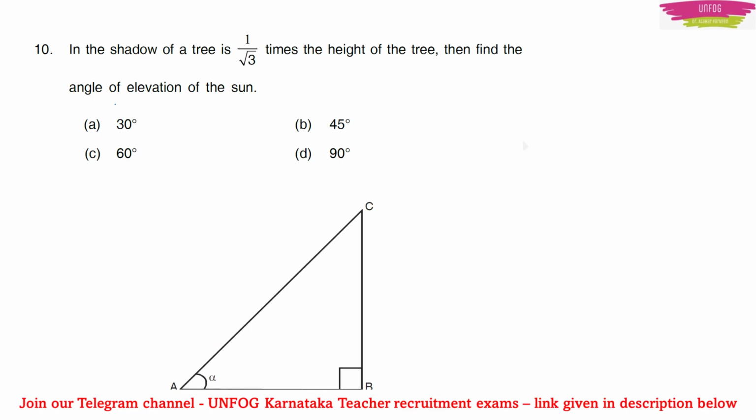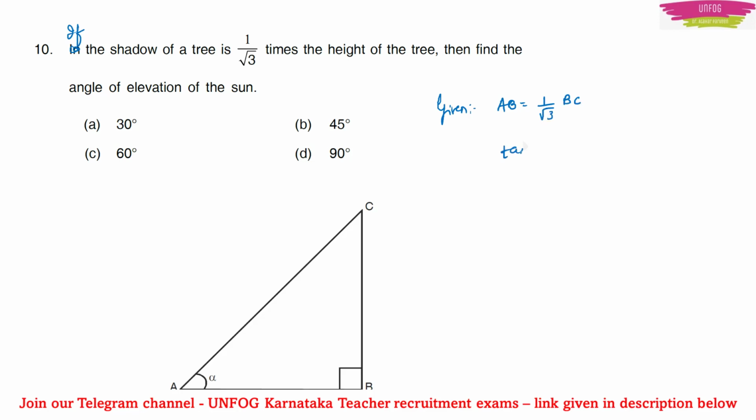Next question. The shadow of a tree is 1 by root, actually it should be, if the shadow of a tree is 1 by root 3 times the height of a tree, then find the angle of elevation of the sun. So what you can do here, you take this triangle, they have already given it here. Here AB is equal to 1 by root 3 times BC. They are telling. This is given, right? I will write it down. Given, AB is equal to 1 by root 3 times BC.